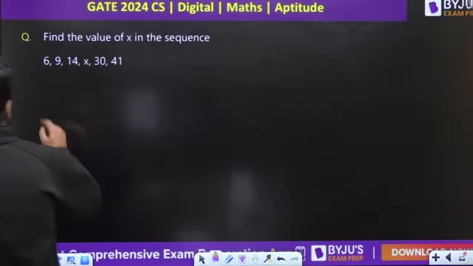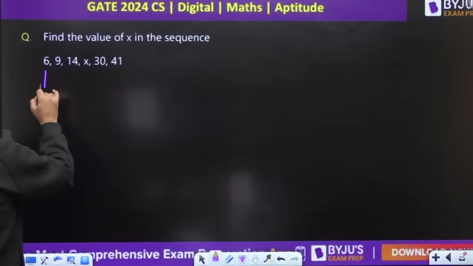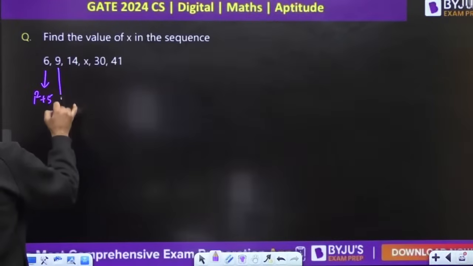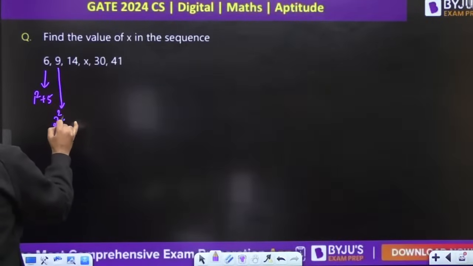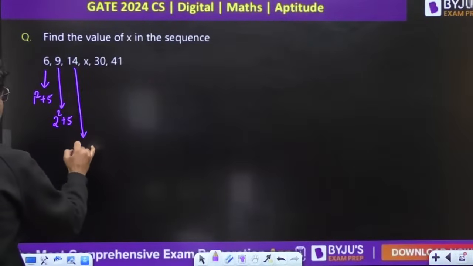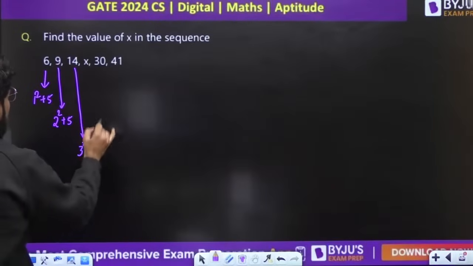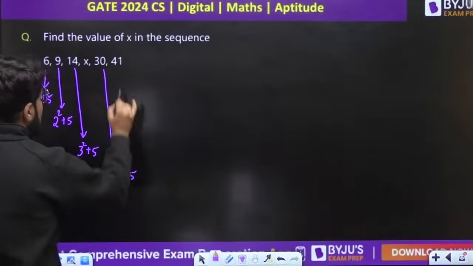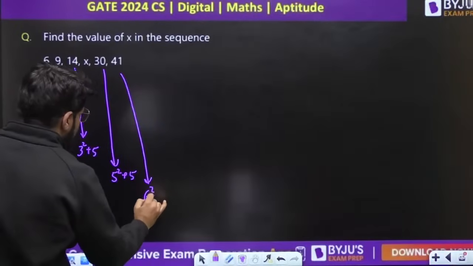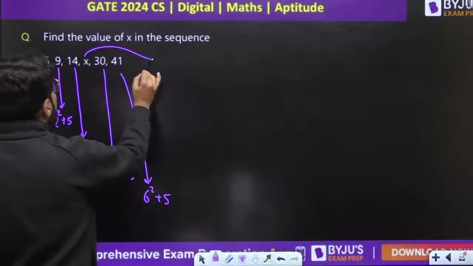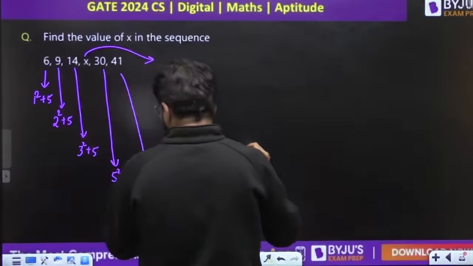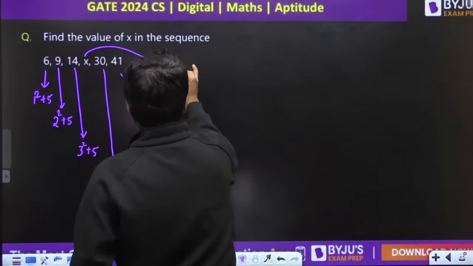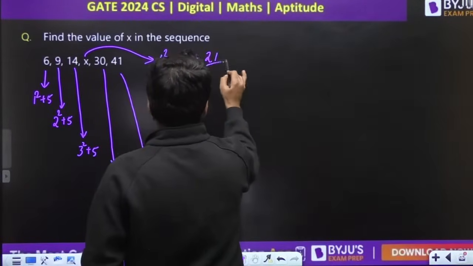Come on. Yeah. So there are multiple ways of looking into it. This looks like every square, n square plus 5. 1 square plus 5, 2 square plus 5, this is 9 plus 5, this is 25 plus 5, 5 square plus 5, this is 6 square plus 5. So what is x equal to? 1, 2, 3, 5, 6, so in between comes 4, 4 square plus 5 and the answer is 21.